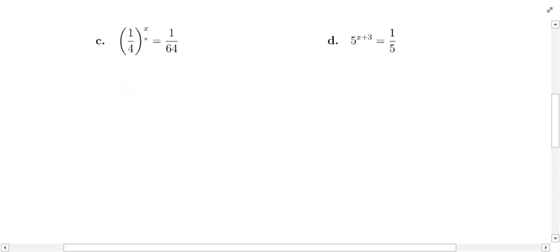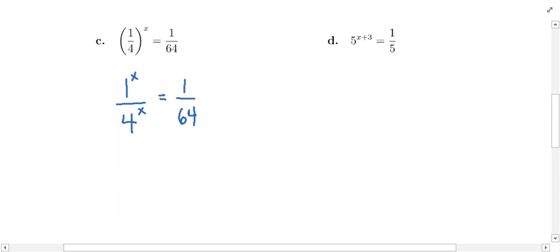There are actually a couple of different ways you can do this. I think the easiest way here, and we've talked about this in this section already: if you have a fraction raised to a power like you do on the left side, you're allowed to take the numerator and raise it to the power, and then take the denominator and raise it to the power. So I'm going to start by doing that on the left. I'm going to raise 1 to the x power and then raise 4 to the x power. That has to equal 1/64.